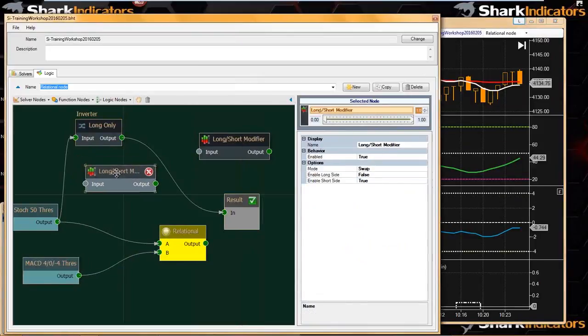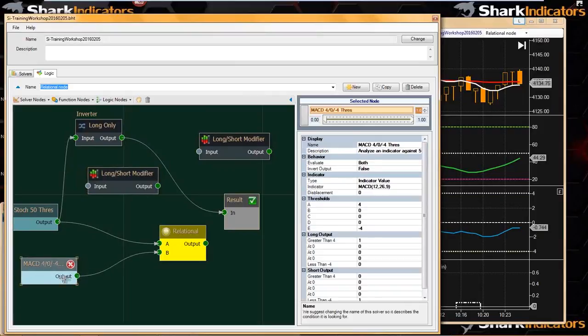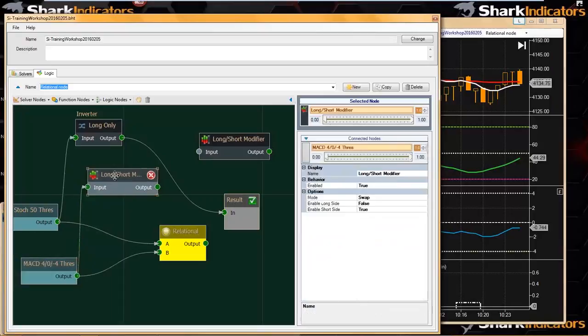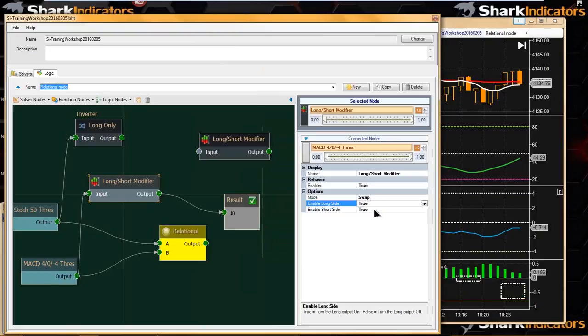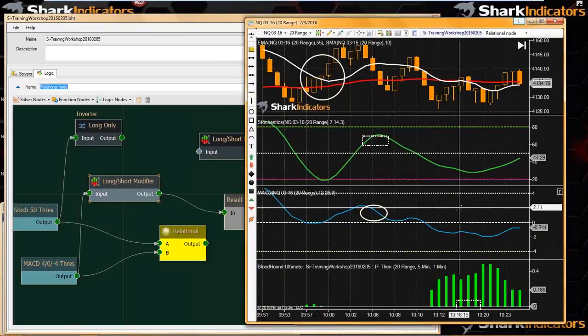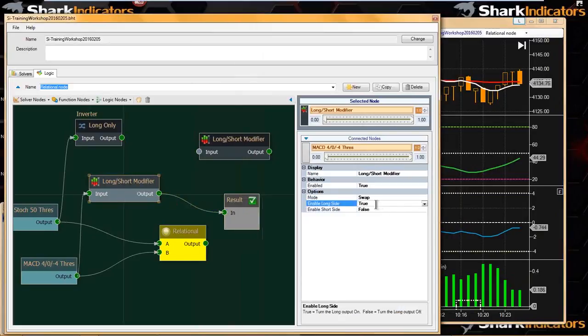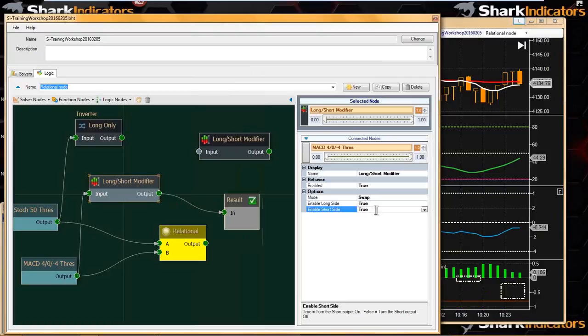So what we have to do is use some function nodes and do some manipulation here. Let me take the MACD and plug it into this long short modifier. Let's see, just a sec here. I did have that set up correctly the first time.